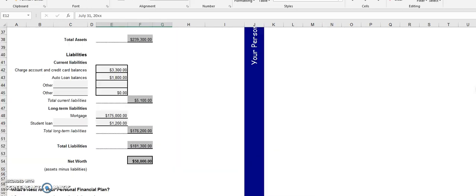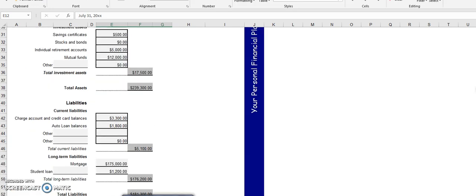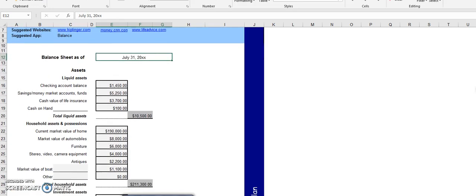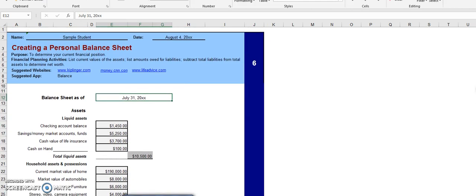The personal balance sheet. A balance sheet is simply a record of your assets and your liabilities, to determine your net worth. One of the things to remember about a balance sheet is that it is for a point in time. For example, as of July 31st or as of December 31st. In our example here, we're going to use as of July 31st.